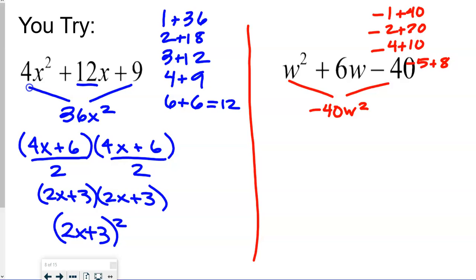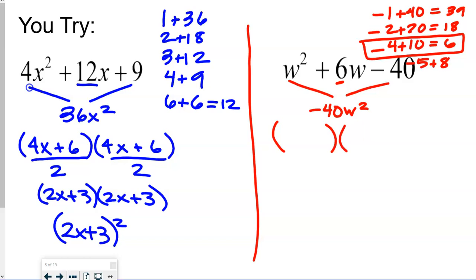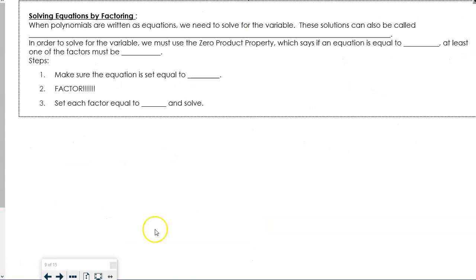Okay, so we're looking for 6, right? So this would have been 39. This would have been 18. This would have been 6. Now I can stop right there. I don't even have to look at the rest of them because I know this is the one that gave me the 6, right? So here again, we're going to put our W and our W. And we're going to put minus 4 and plus 10. And remember, the way you can check these again is to use your box method to make sure that you got the correct answer.